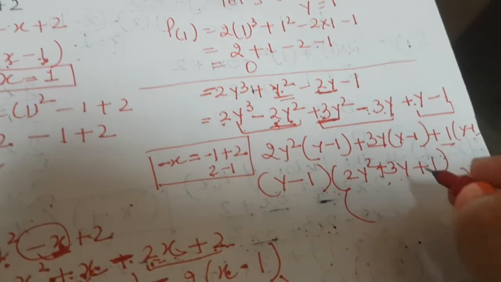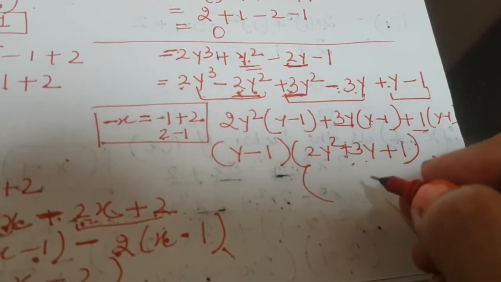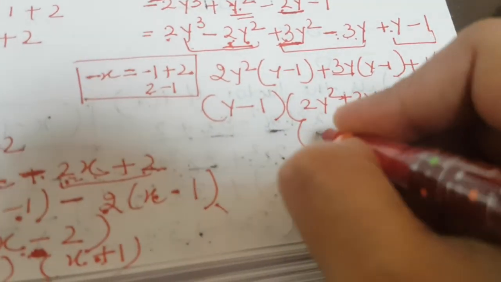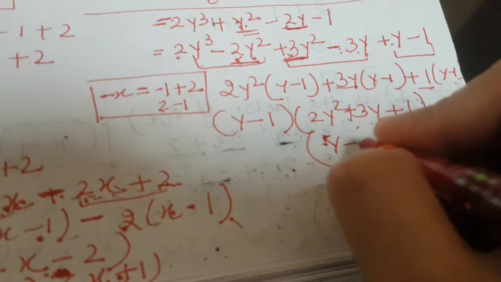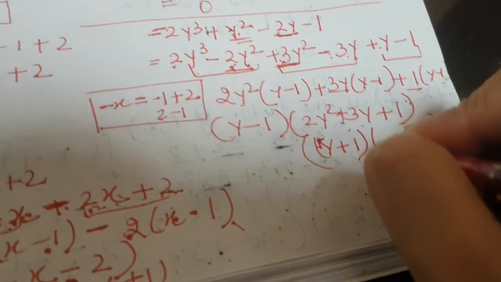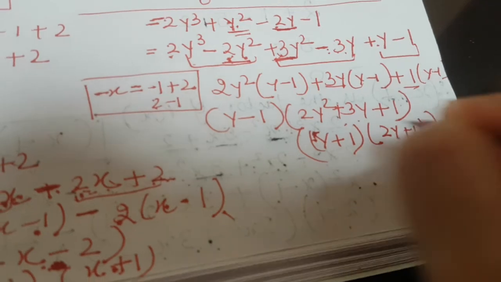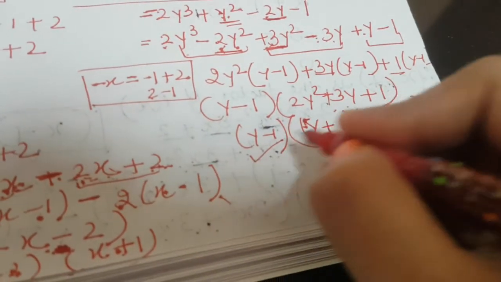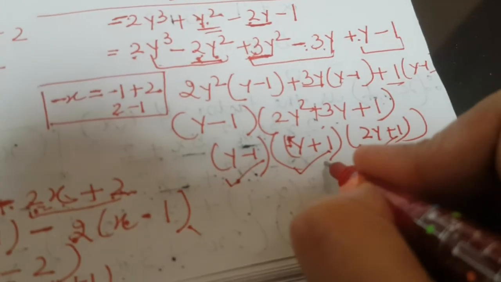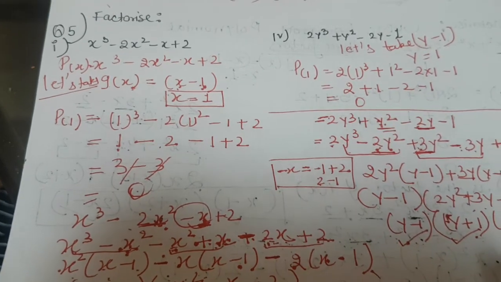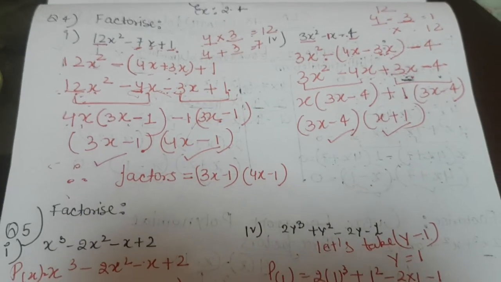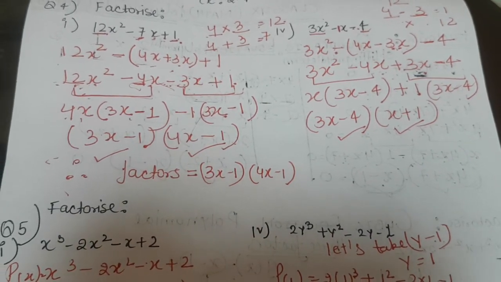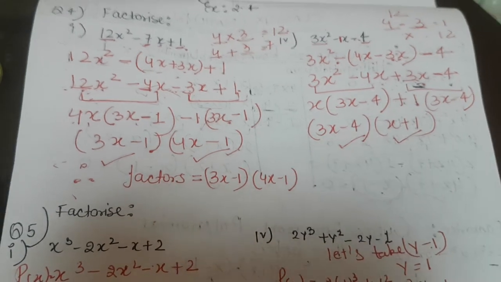Now factorize this quadratic equation. When we factorize, the factors will be y plus 1 and 2y plus 1, and one factor is y minus 1. So what are the three factors of this cubic polynomial? Y minus 1, y plus 1, and 2y plus 1. So this is the method of factorization of cubic polynomial. So I hope these two types of factorizations are clear to you. So do the remaining parts of this question, and the next exercise we will study in the next video. Thank you.